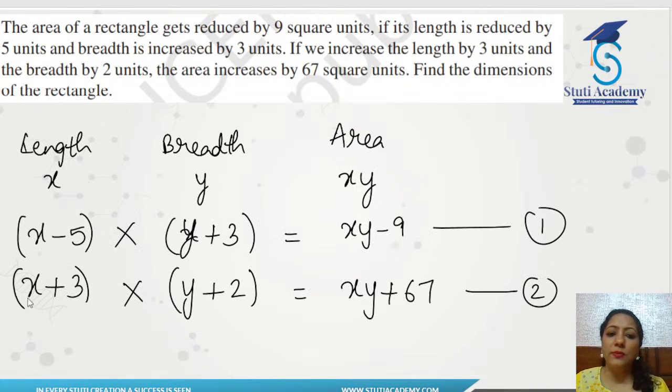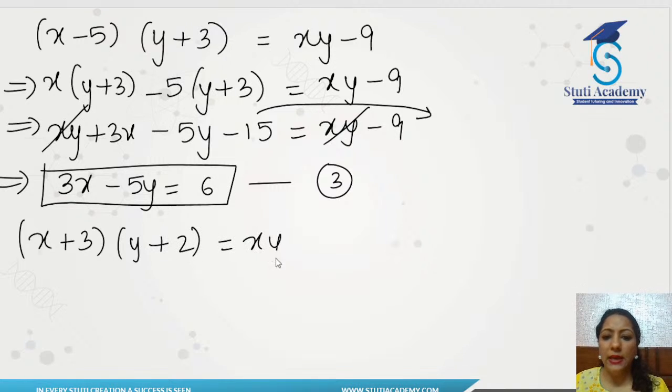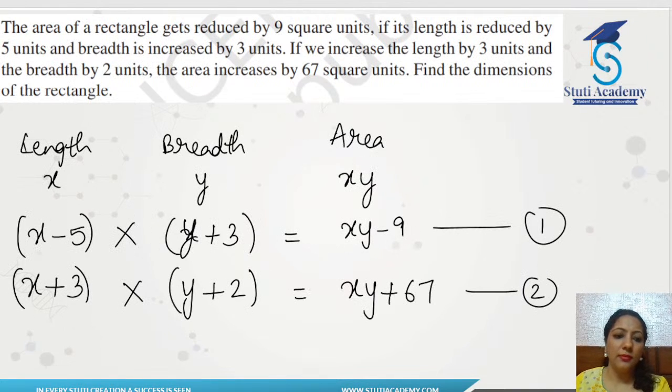In the same way, we will take the second equation and simplify it. So we will get x plus 3 times y plus 2 is equal to xy plus 67. That's the second equation which we have. We are now going to simplify this.